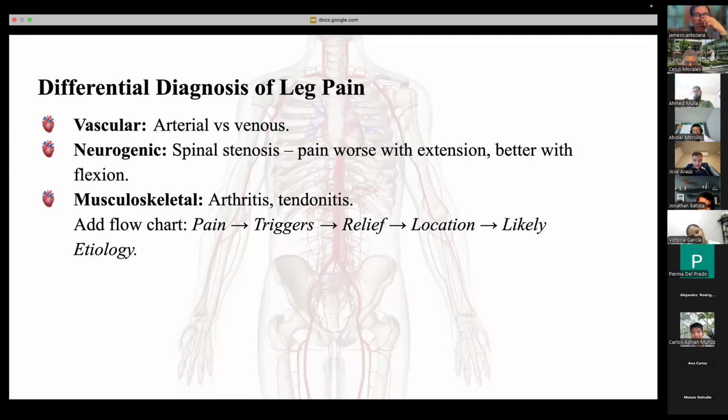Musculoskeletal conditions like arthritis and tendonitis can also be differentiated from claudication patients. And then I'll talk about venous claudication down the road as well. So in our flow chart, we have to imagine pain, its triggers, how it's relieved, its location, and as clinicians, what is the likely etiology that's contributed to this?